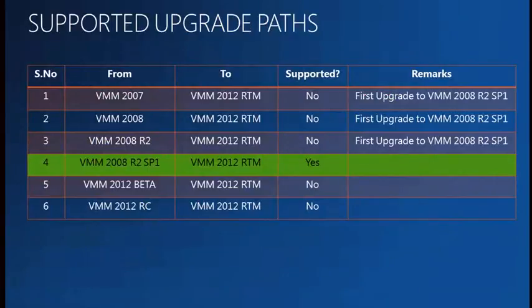Here are the supported upgrade paths. We only support upgrade from the N-1 version. So if you have Virtual Machine Manager 2008 R2 with Service Pack 1, then you can do an in-place upgrade. If you have any lower version, even if you have VMM 2008 R2, you would first have to come to Service Pack 1 level, and then you can do an in-place upgrade. We don't support upgrade from VMM 2012 Beta or RC unless you are a TAP customer. The only upgrade path that is supported by Microsoft Product Support is VMM 2008 R2 SP1 to VMM 2012 RTM.